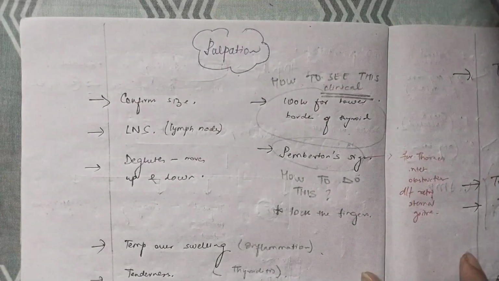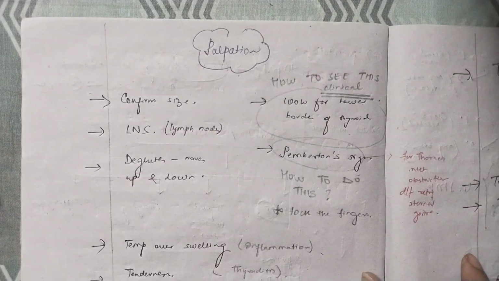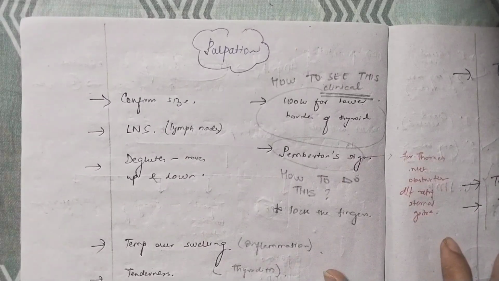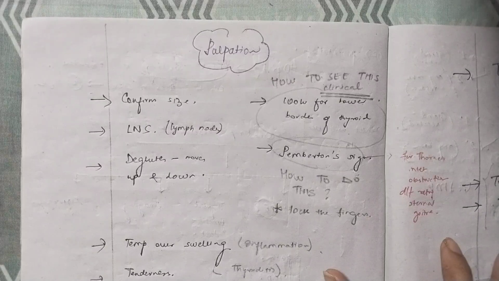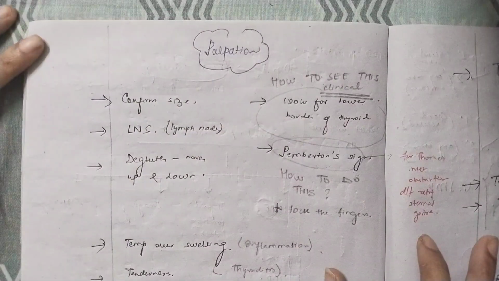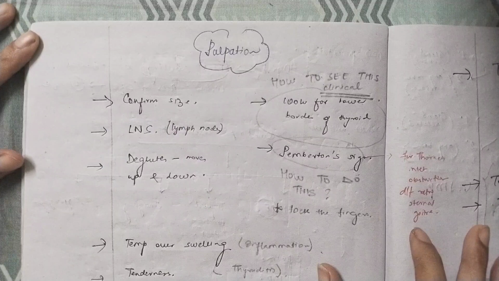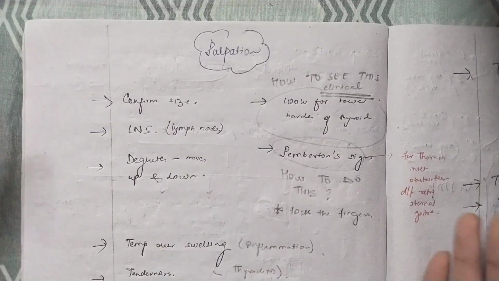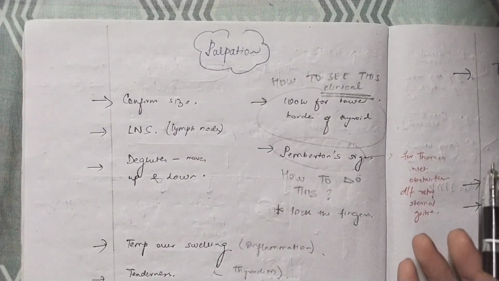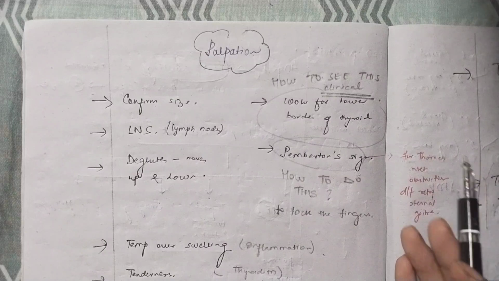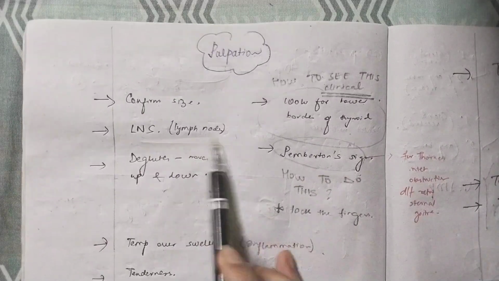Under palpation, you have to first check the temperature and the tenderness over the swelling. You have to confirm all the inspection findings. Whatever size, site, extent, margin, surface you have elicited in the inspection part, please confirm it in the palpation part. Then, the specific features that you have to see in palpation, apart from temperature, tenderness, and confirming the inspectory findings, you have to check for the lymph nodes.